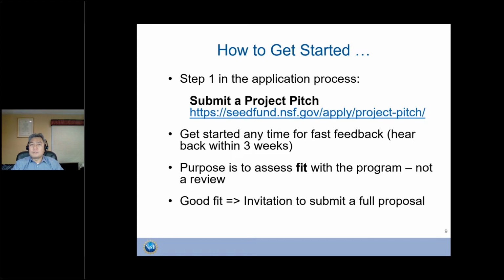So when I receive a proposal, one of the things that we don't do at NSF, we don't fund clinical trials. So if I see a project pitch that is proposing to do clinical trials, then I can just get back to the company and say it's not a good fit, and tell them exactly why. So it's exactly for that purpose.